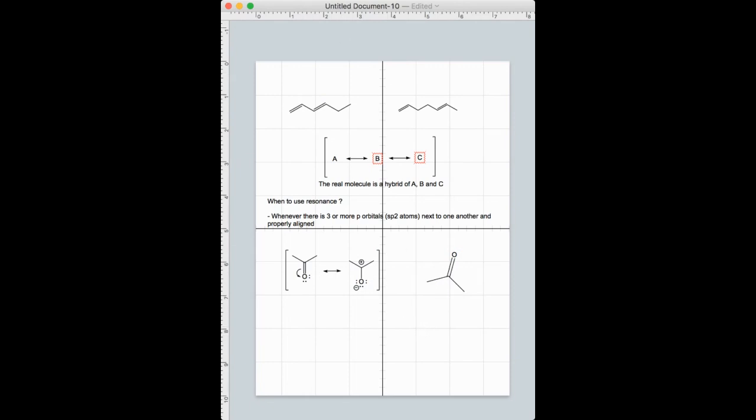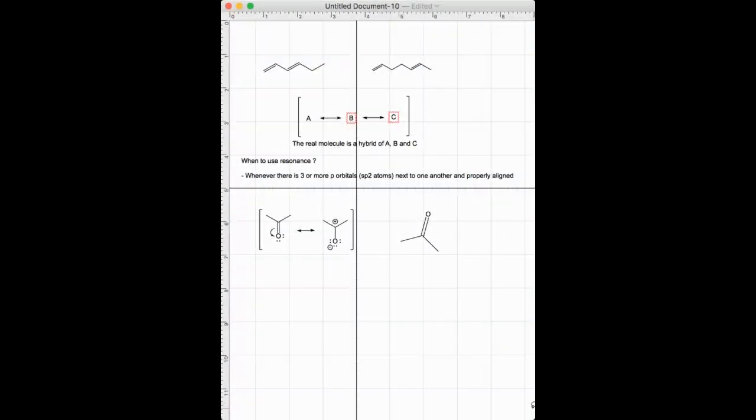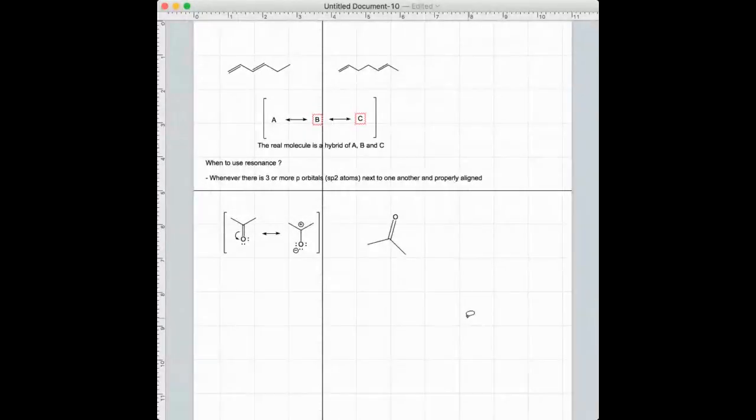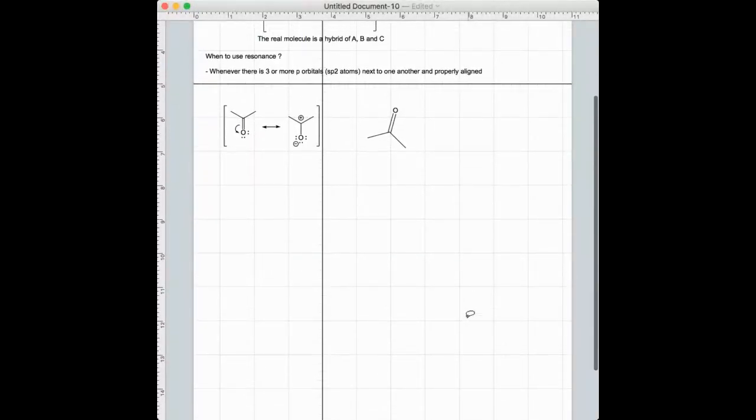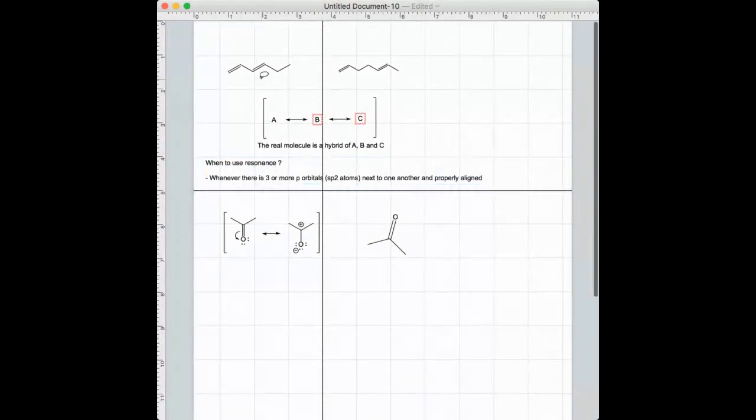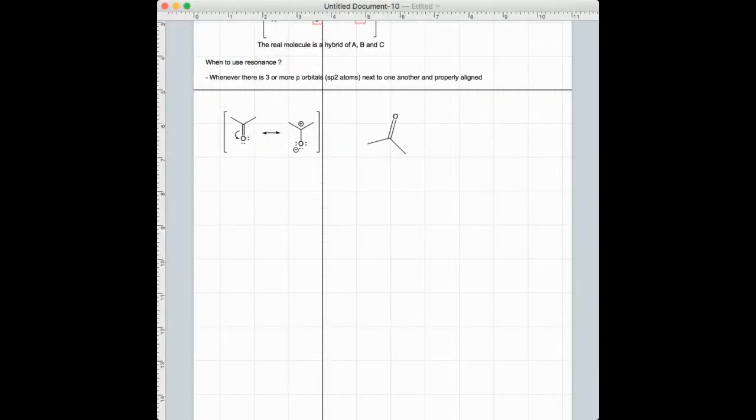And to continue, let me give you another example. We said before that electrons will be delocalized, or charge will be delocalized, whenever you have two or more sp2 atoms next to one another. We know an sp2 atom might be an atom with a double bond. Another example of sp2 atoms are atoms that are, for example, let me give you an example here.